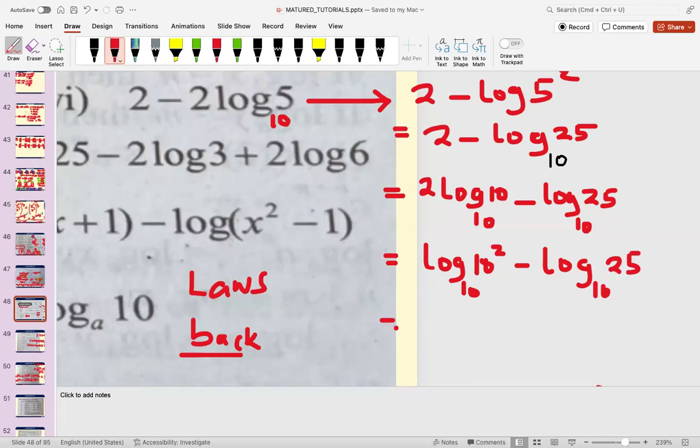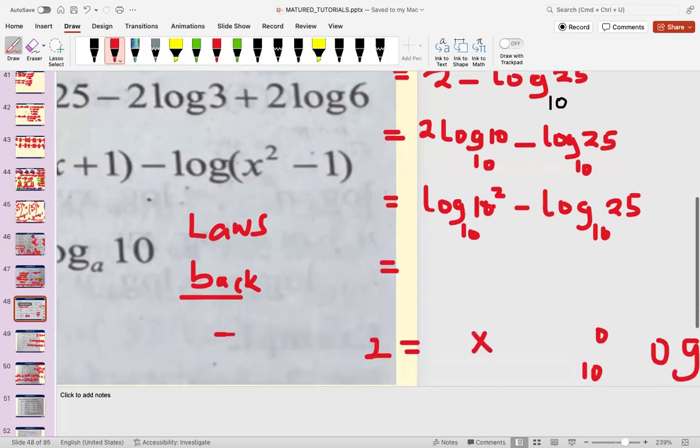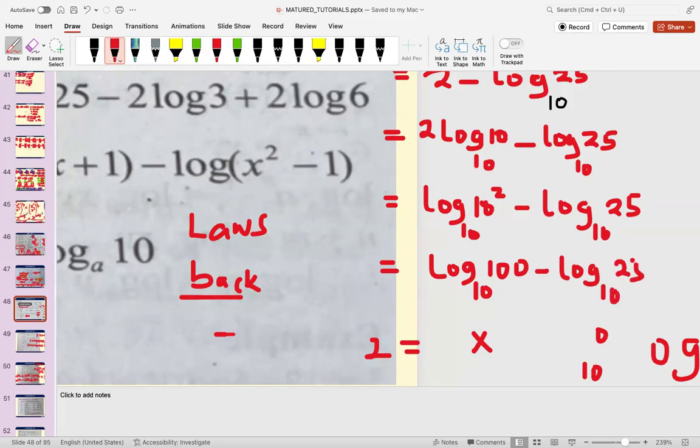So we can go ahead and expand this one. Log 10 squared is log 100. So we have log 10, 100 minus log 10, 25. When you see it this way and there is no number at the back, it means that we can now apply the laws because all the backs are clean now. No number here, no number here. So we can apply the law.